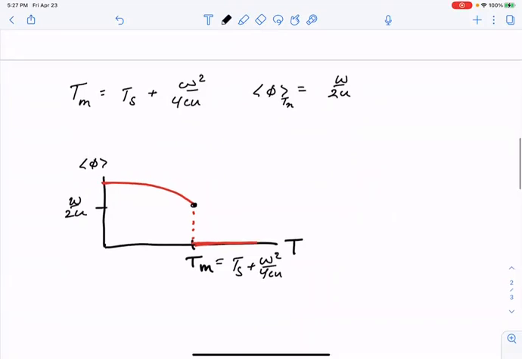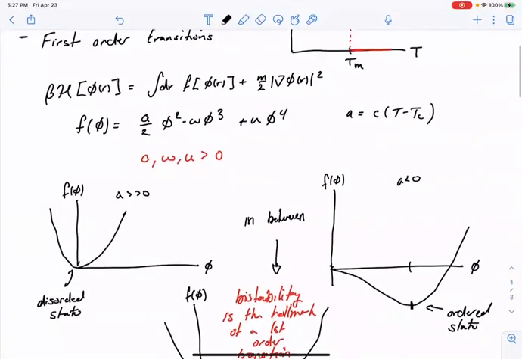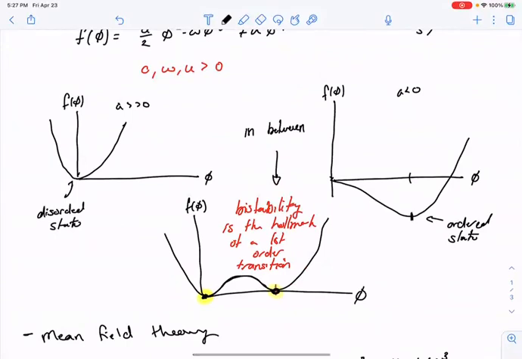What does Ts mean, you might ask? Ts, call that Tc. When temperature is less than Ts, that coefficient A is negative. So if A is negative, this local curvature is negative, I have no stability in the disordered state. So it's all downhill. It's not an activated process to go from the disordered state to the ordered state. So at T equal to Ts is when the disordered state loses metastability, loses a barrier to go between the two states.